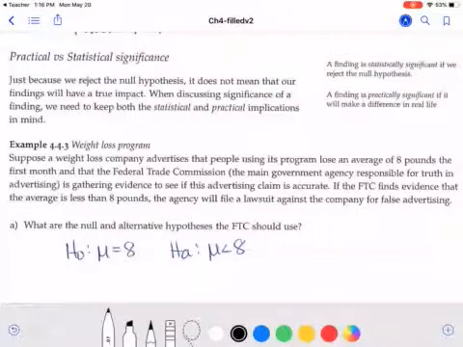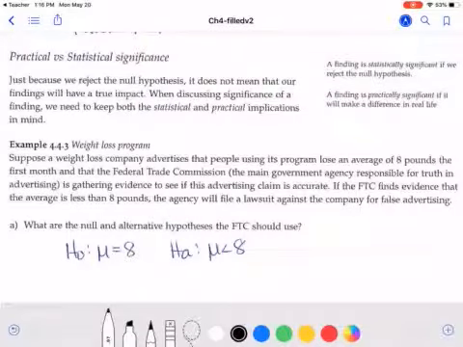Suppose a weight loss company advertises that people using the program lose an average of 8 pounds their first month, and the Federal Trade Commission, or FTC, wants to gather evidence to see if that claim is accurate. So if they find evidence that the average is less than 8 pounds, they're going to file a lawsuit against the company for false advertising. What are the null and the alternative?